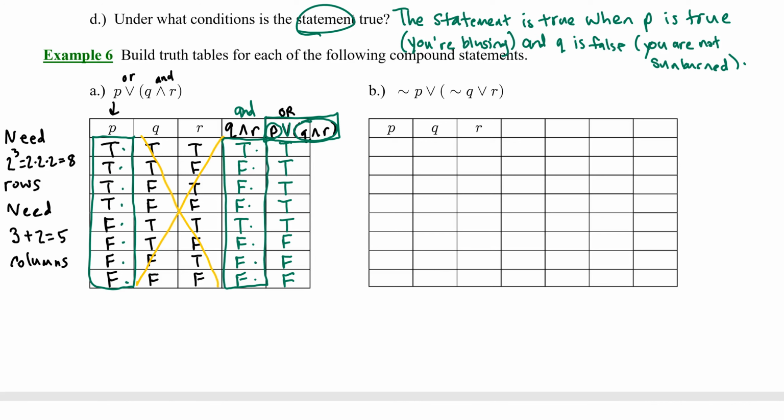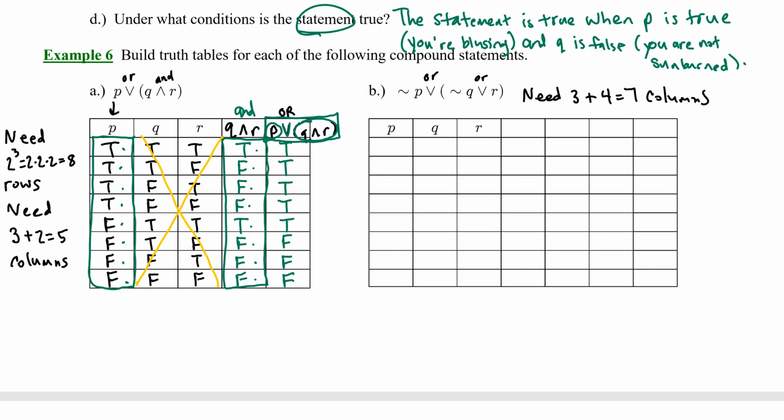Let's try this compound statement. We can read it: not P or not Q or R. Notice we have 1, 2, 3 simple statements, so we're going to need 2 to the 3rd power, or 8 rows, and we've already established that. But as far as columns go, we're going to need 3 simple statements plus, let's count our connectives. We have 1, 2, 3, 4 connectives, so we're going to need 7 columns total. Keep that in mind as you build your truth tables with pencil and paper on your own. So we need 7 columns.